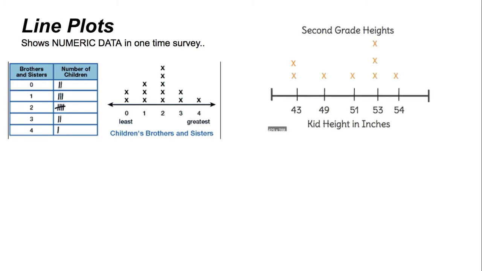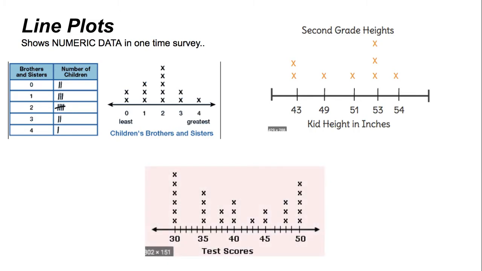Here's another one. This is heights of second graders. It's a one-time only piece of data. Kids in second grade were measured, and each orange X represents a second grader. Only one second grader is 49 inches, but 3 second graders are 53 inches.